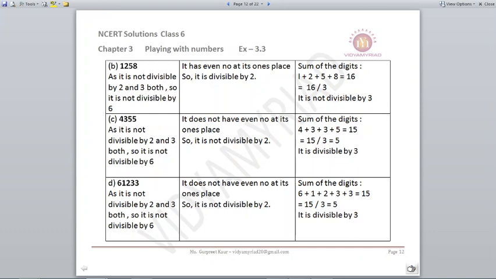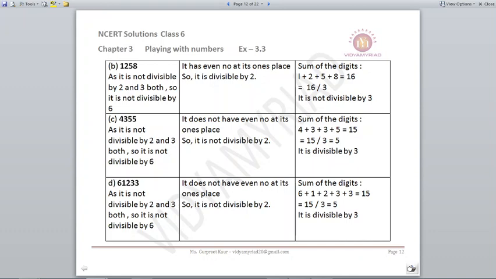4, 3, 5, 5. 5 is not an even number, so it is not divisible by 2. And the sum of all the digits is 15. 15 divided by 3, it is divisible, but it is not divisible by 6 because both the numbers 2 and 3 are not dividing. Only 3 is divisible, 2 is not divisible. We have to see the criteria that in both the cases yes should be there.